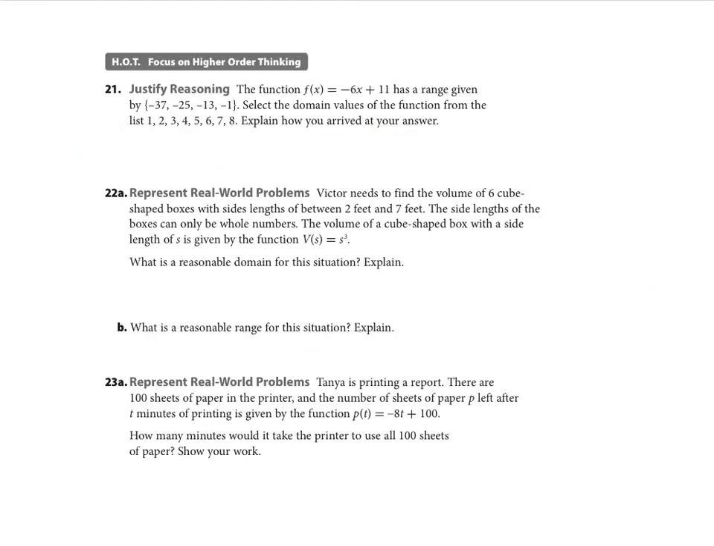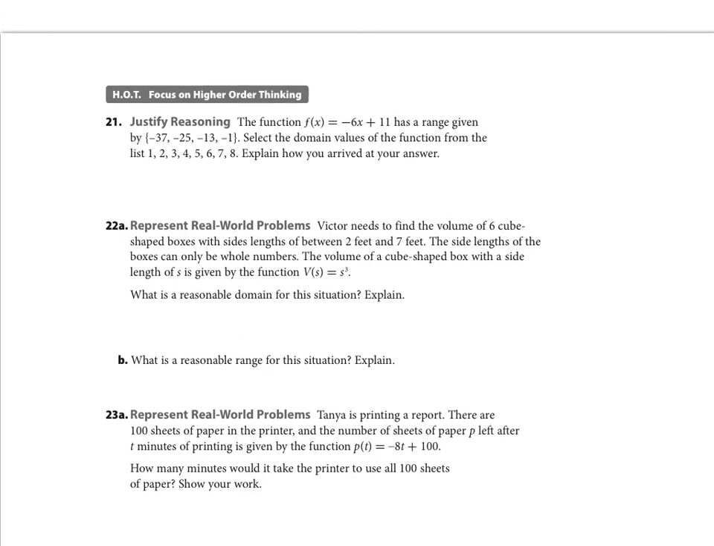Now let's look at problem 21 here. It says the function f of x equals negative 6x plus 11 has a range given by negative 37, negative 25, negative 13, negative 1. Select the domain values of the function from the list. Explain how you arrived at your answer.